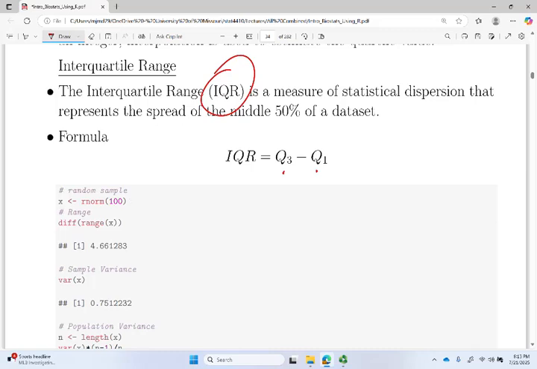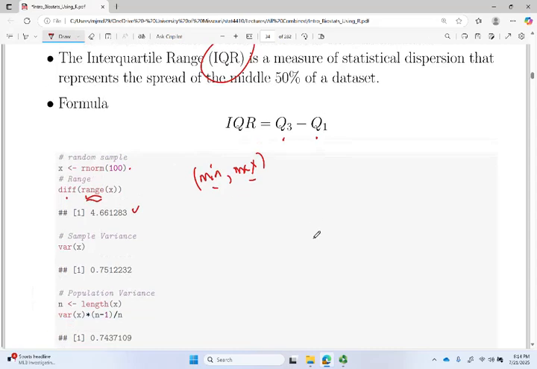So let's look at that. Let's first calculate the range. We take a sample of size 100, and the range is the maximum minus the minimum. The range function returns a vector of length 2, which is the minimum value and the maximum value. So if we use the diff function, which is used quite a bit in time series analysis, it takes the max minus the min, and that's the range of our sample.